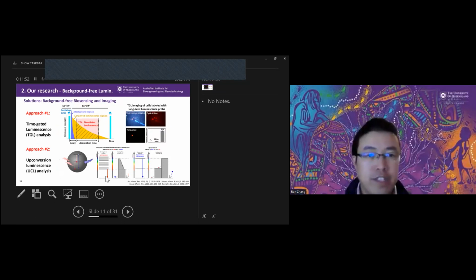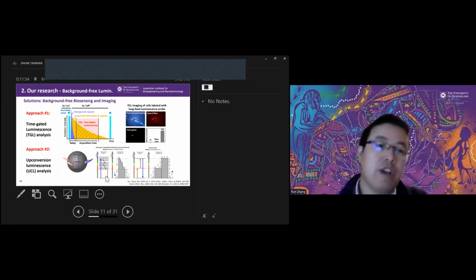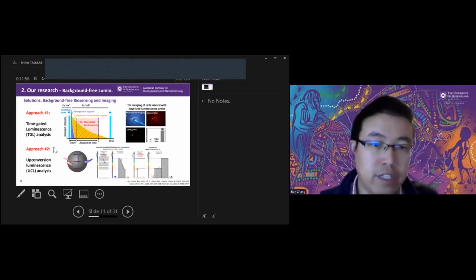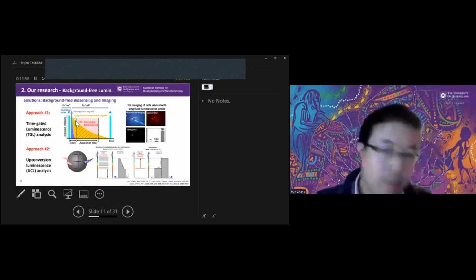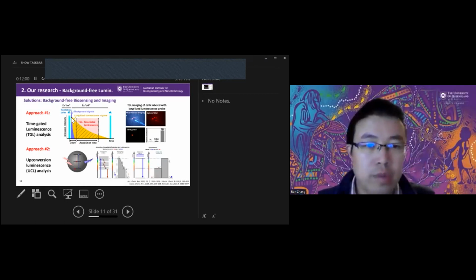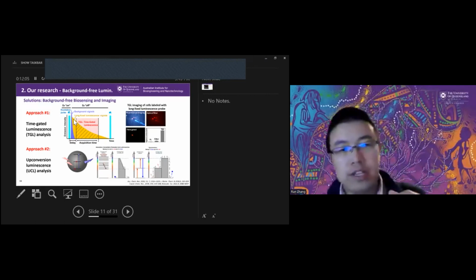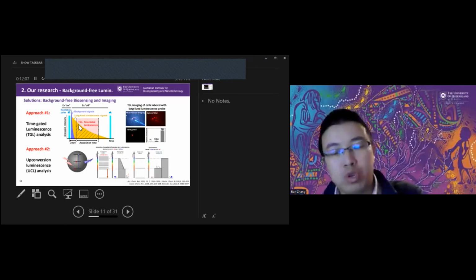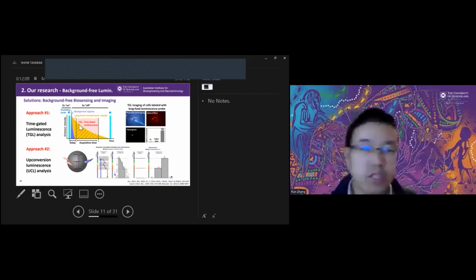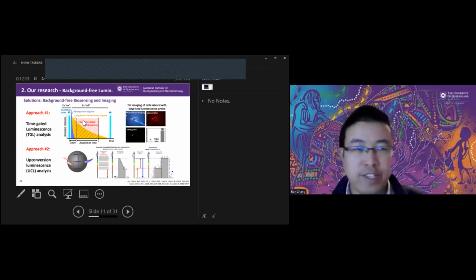So here shows a few strategies we have used to remove the background signal for background-free luminescence detection. The first one is time-gated luminescence detection. Here we use the lifetime, because the lifetime of our probes is very long, but the lifetime of the background signal or the autofluorescent dyes is very short.